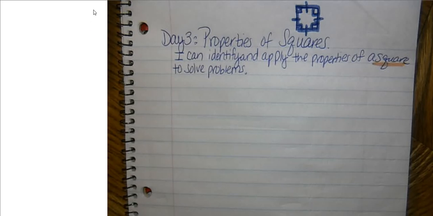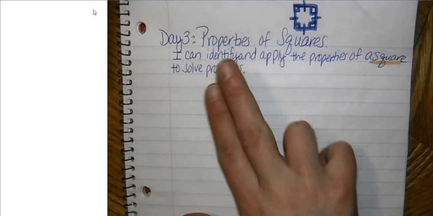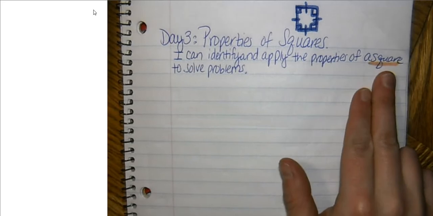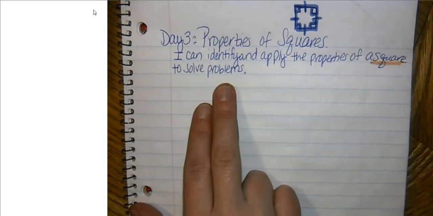Hi everyone, for today's lesson, we are going to learn about the properties of squares. Our learning targets for today are for you to be able to say, I can identify and apply the properties of a square to solve problems.